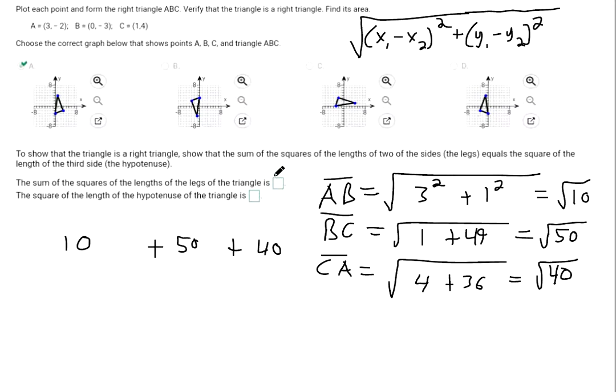The sum of squares of the lengths of the legs of the triangle, legs meaning like the sides of the triangle, it's 100. And the square of the length of the hypotenuse. The hypotenuse is always the longest side of a right triangle. Okay? Actually, I just completely forgot what I just said. The hypotenuse is the longest side, so BC is our hypotenuse. So the square of BC is 50, right? If we square that square root, it makes 50.